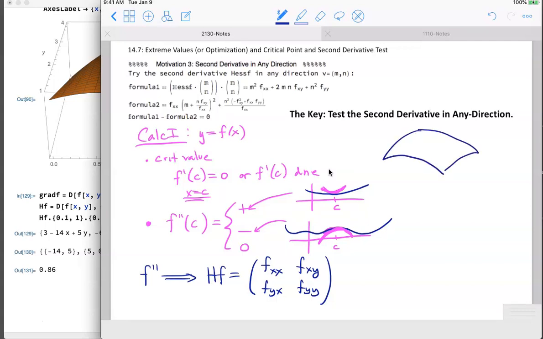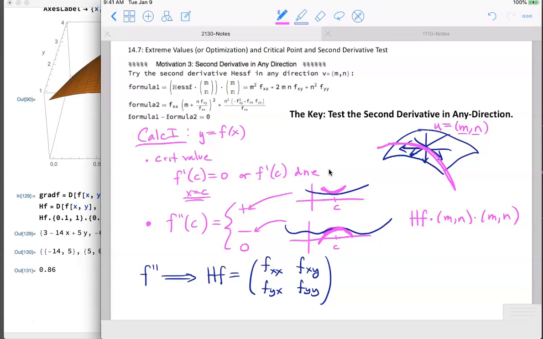Right? And therefore, we would like to be able to look at how the curve is curving in any possible direction that you pick. Whatever direction you pick, I like to call it in this case mn, where m and n are whatever values you want them to be to make a direction vector, then you would look at the Hessian in that direction. Okay. And we would want to check the sign of it. So we are going to test the Hessian dotted with mn.